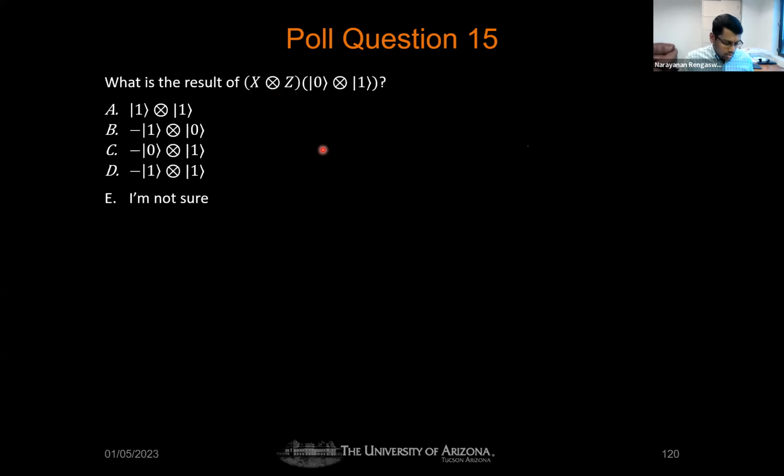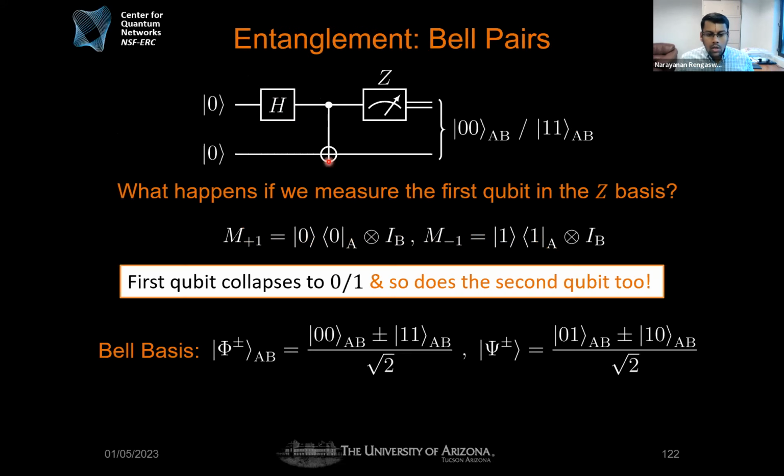All right, so let's keep moving. Okay, so now we have just looked at entanglement. So we looked at Bell pairs. So this is the circuit that you would use to generate Bell pairs. So you start with zeros, and then you do Hadamard on qubit 0. You get a Bell pair here.